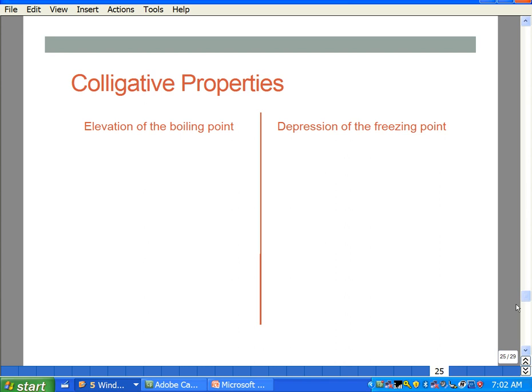Okay, so here are our colligative properties. I'm trying to speed up here, so I'm losing my mind. We're gonna get through this. I'm gonna speed through it.